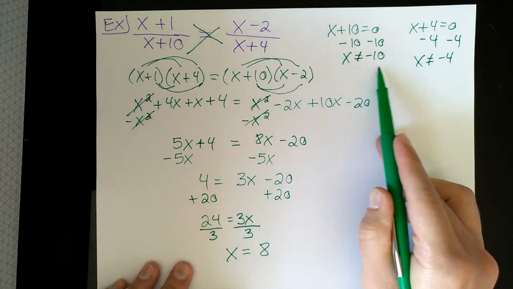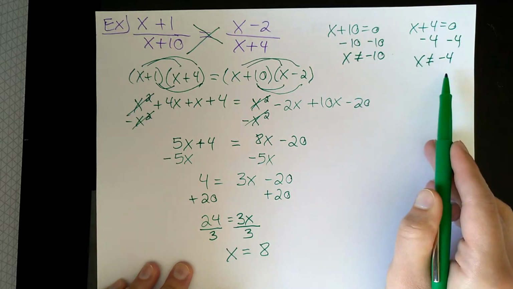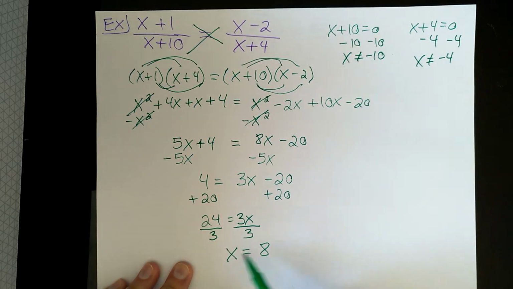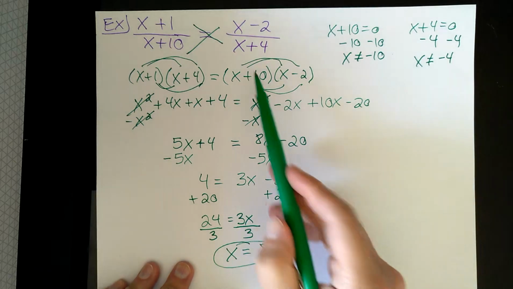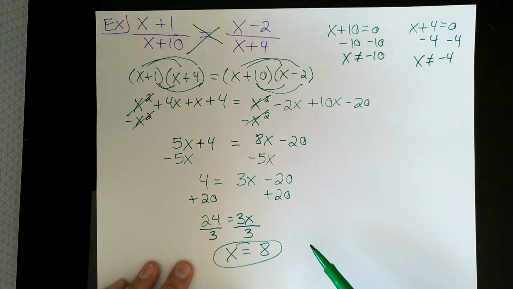We said to reject negative 10 and negative 4. We don't have either of those, so x equals 8 is the final answer that solves this original problem.